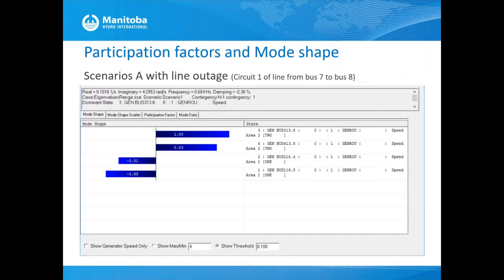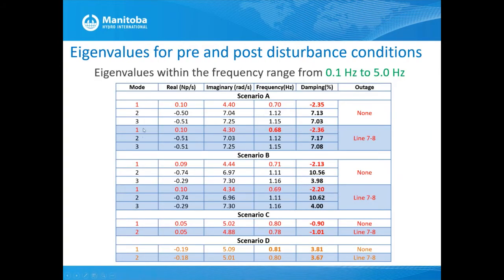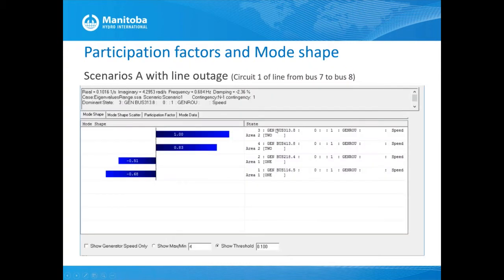Now, this slide shows the participation factor and mode shape for scenario A for the poor damping mode shown here, when we have the line outage, that's about 0.68 hertz. So you can see the states which are participating in this mode, which have more than 0.1 participation factor, are shown here. So generator 3 speed, generator 4 speed, and generator 1 and 2 speed. They are the most contributing states for this mode.